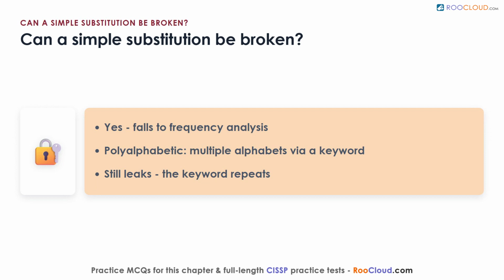A stronger variant fights back by using multiple alphabets in a single message, driven by a keyword. This polyalphabetic approach hides the raw letter frequencies, but even it leaks a subtler pattern because the keyword eventually repeats. Think of disguising your handwriting by switching styles until someone notices the same style returns on a schedule.